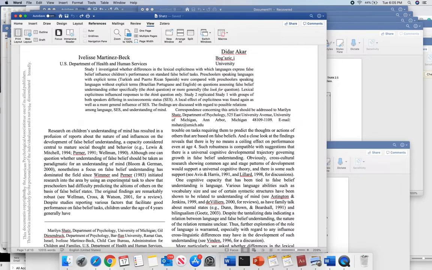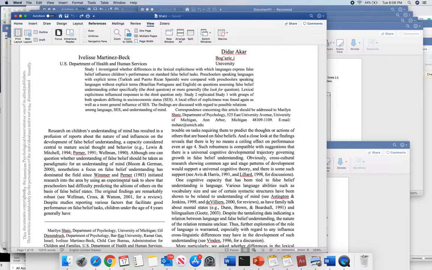Research on children's understanding of mind has resulted in a profusion of reports about the nature of and influences on the development of false belief understanding, a capacity considered central to mature social thought and behavior. Although one can question whether understanding of false belief should be taken as paradigmatic for an understanding of the mind. Whoa, huge word there. Paradigmatic: central for an understanding of the mind, part and parcel with the mind, essential to understanding the mind, essentially.